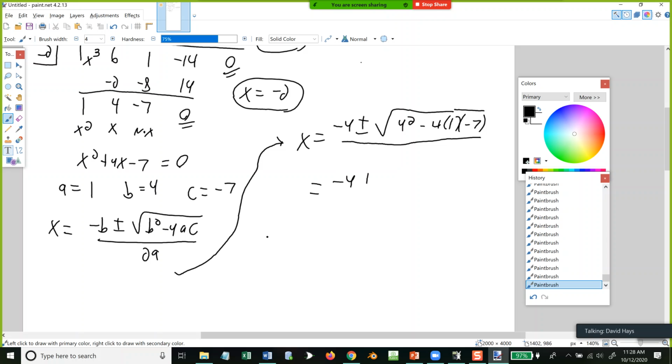Gives us negative 4 plus or minus 4 squared, which is 16. Negative 4 times 1 is negative 4, times negative 7 is a positive 28. I forgot to put 2 times a, 2 times 1, which is 2. That gives us negative 4 plus or minus the square root of 44 over 2.